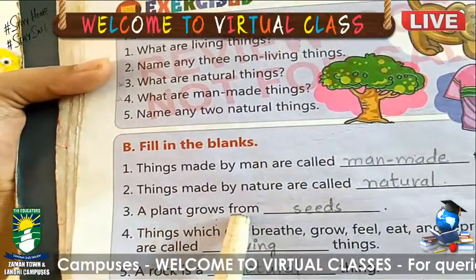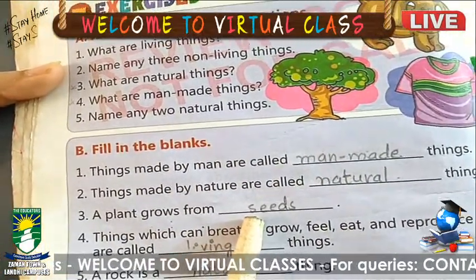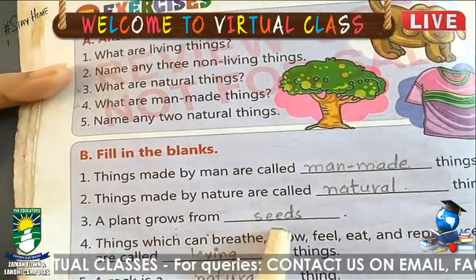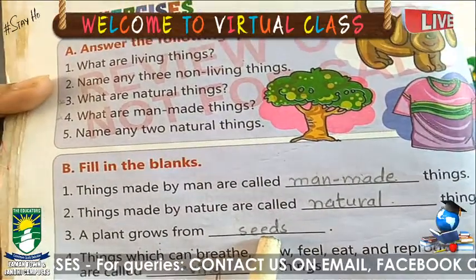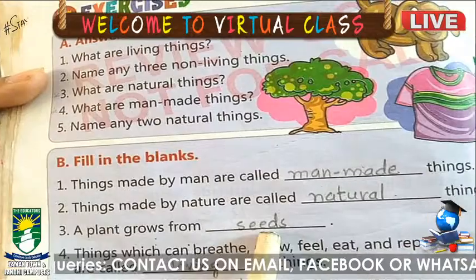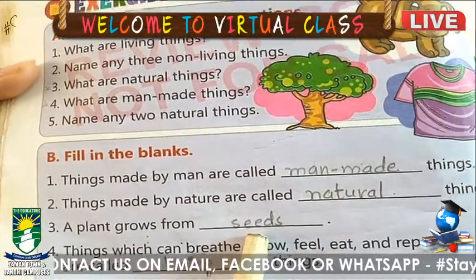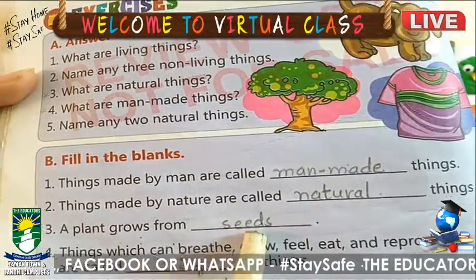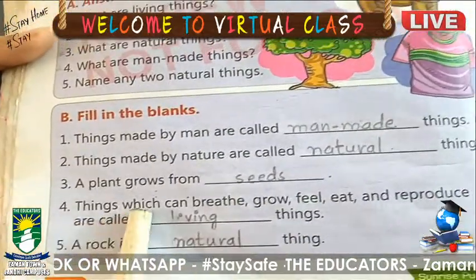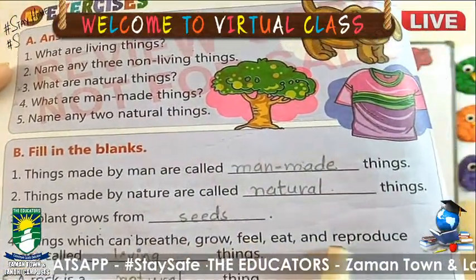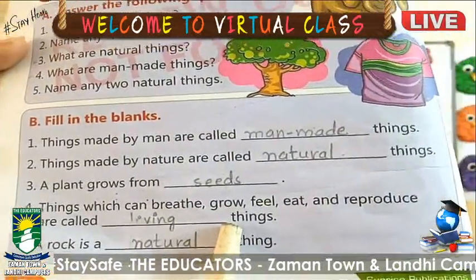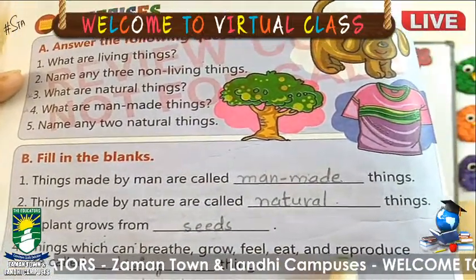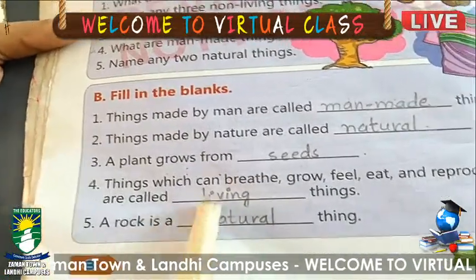Let's move towards the third one. A plant grows from dash. I told you plants also reproduce. They can increase their number, right? So they grow with the help of seeds. When you put a seed in the soil, it will grow into a new plant. So write seeds here. Plants grow from seeds. Have you done this? Very good. Number 4. Things which can breathe, grow, feel, eat and reproduce are called dash things. I told you living things can breathe, they can grow, they can eat, feel and reproduce. So these things are living things. Write living here.